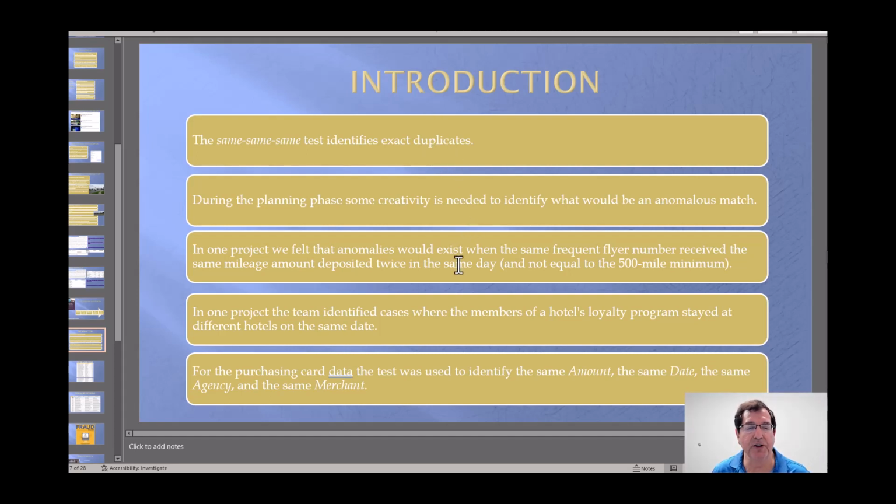What we would also want to do is look for cases of near duplicates. But in some of the analyses that I've done, one of them was we looked for cases where the same frequent flyer number received the same amount of mileage deposited twice in the same day. Now, this can happen where somebody flies to a destination and flies back same day, but not that many people do this. We look for cases where members of a hotel's loyalty program stayed at different hotels on the same date. And here we have other tests listed below.